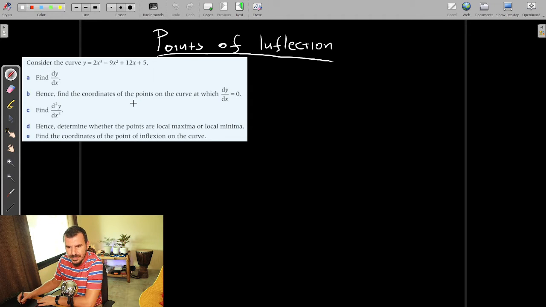Now let's see the problem. Consider the curve y equals 2x cubed minus 9x squared plus 12x plus 5. Find dy over dx, meaning the first derivative. Let me calculate it. dy over dx is equal to the derivative of 2x cubed, 6x squared, minus 18x plus 12. You should be able to do the first and the second derivative for the points of inflection. Now that's A. Let's see B.